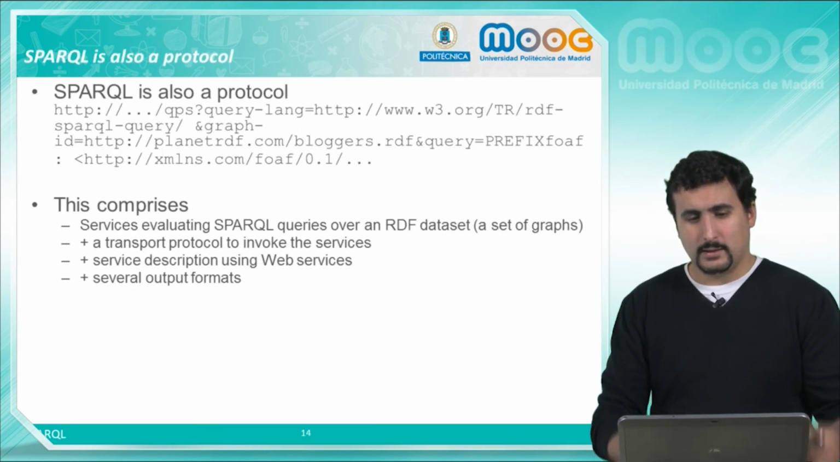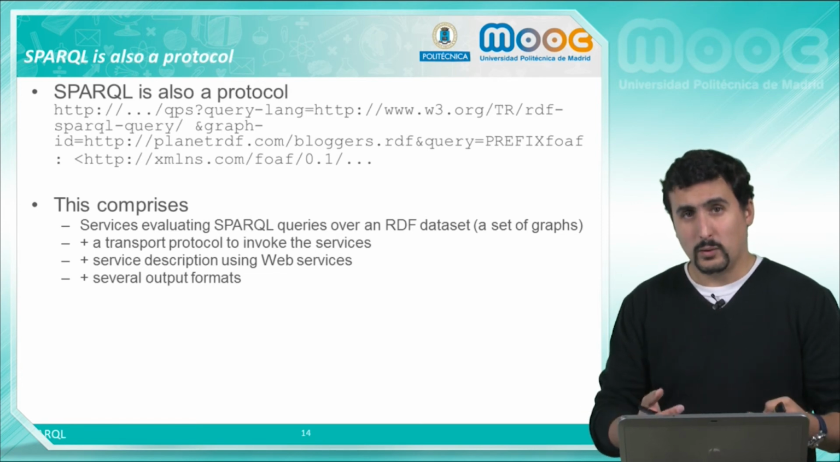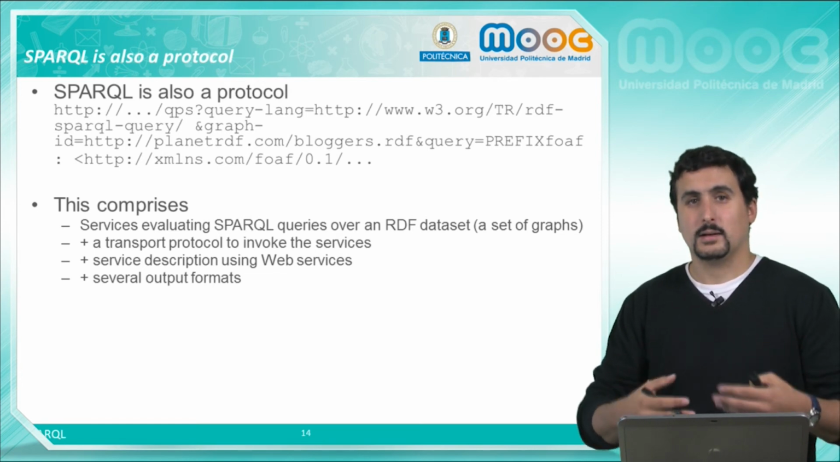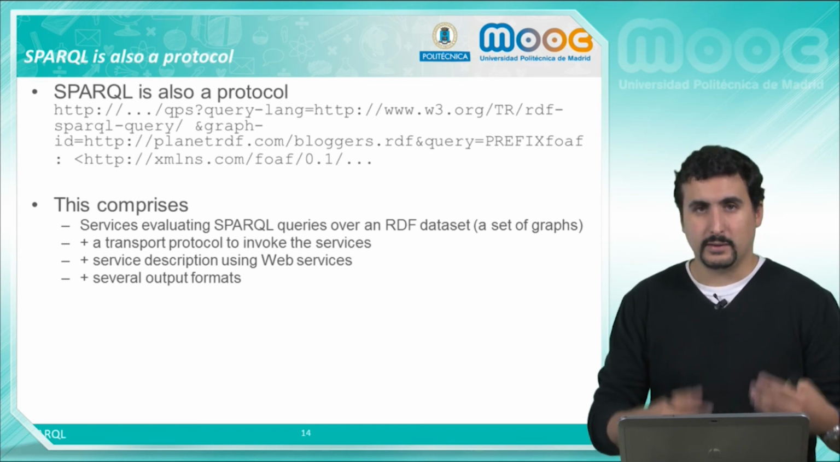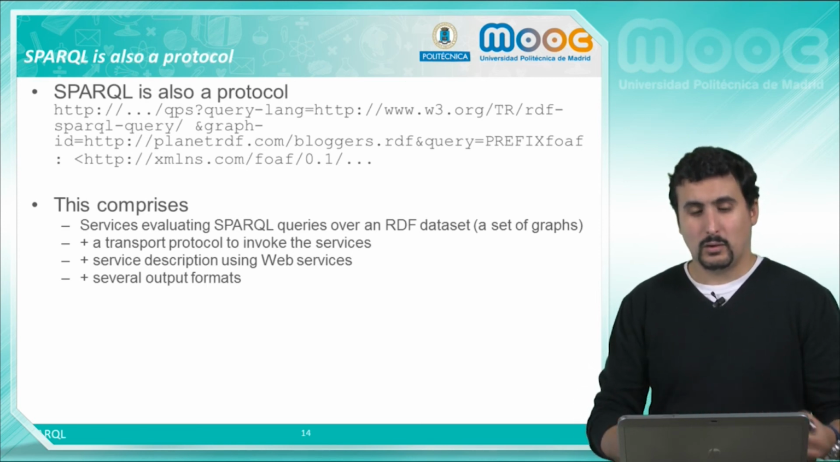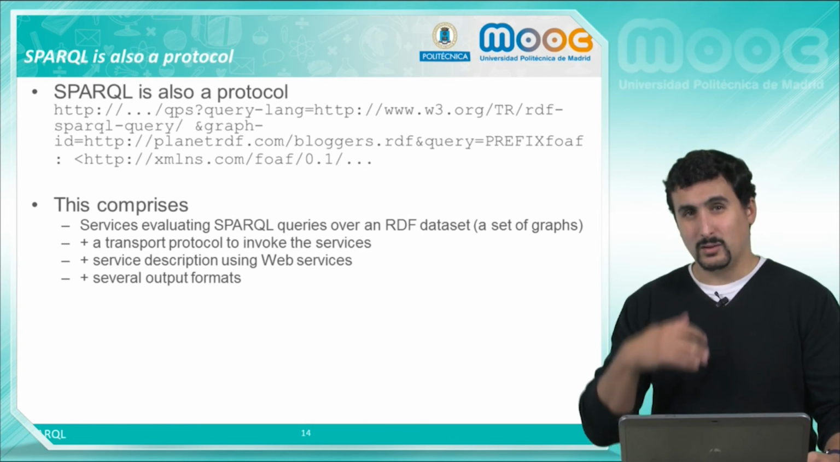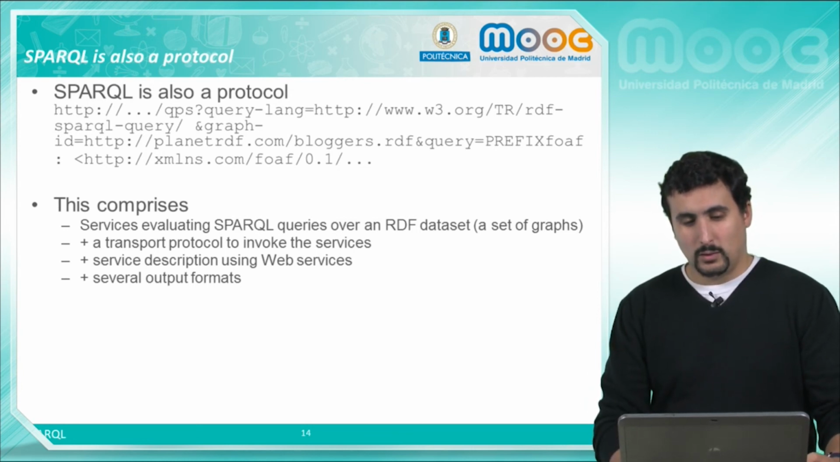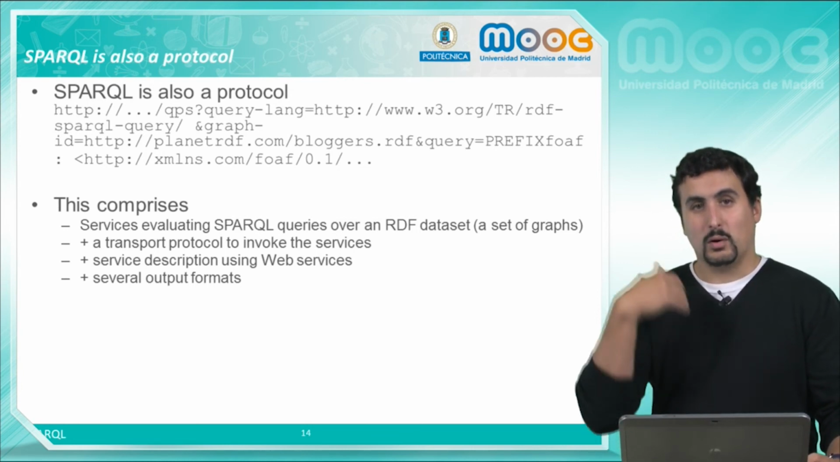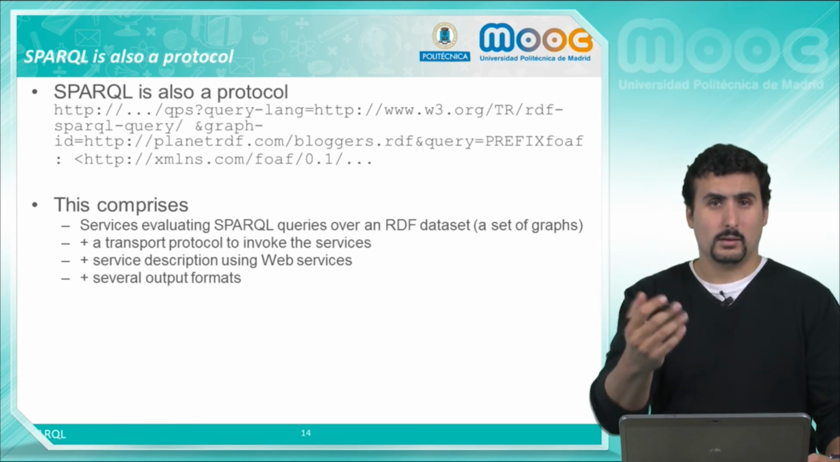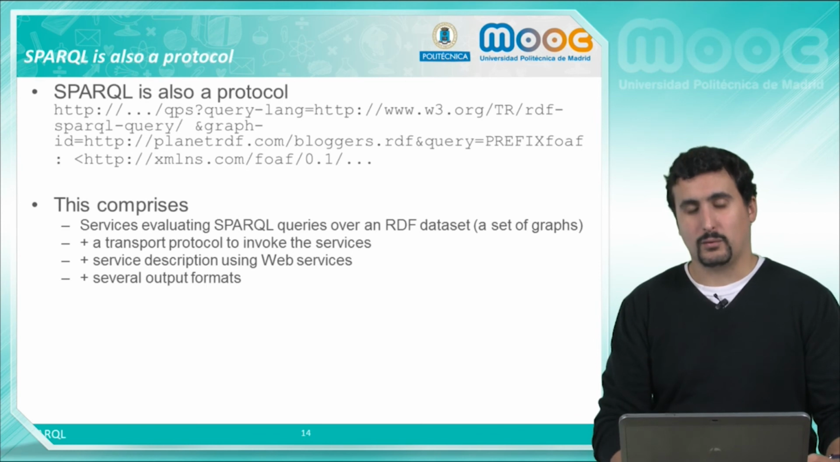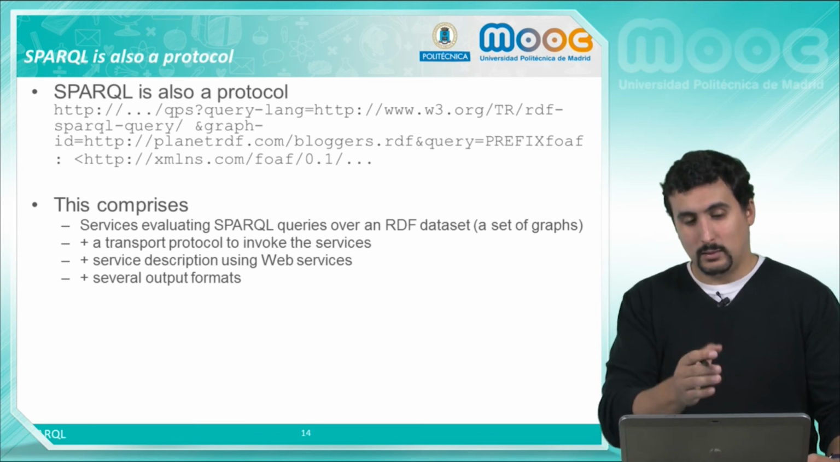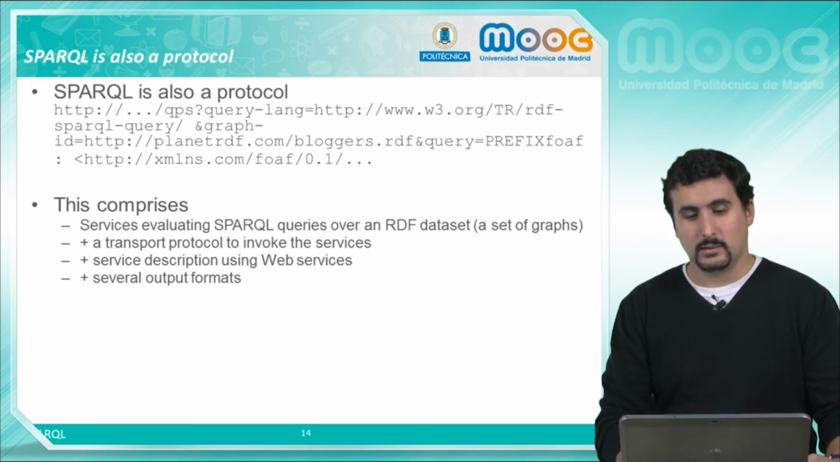So, SPARQL is a query language, but also a protocol. That is, it's a language that defines how to write queries to retrieve data in RDF, but it is also a protocol that allows us to execute queries remotely. So we have a transport protocol to invoke a SPARQL service and obtain the data, which we can obtain in different output formats. This allows us as well to describe the service using web services technologies.